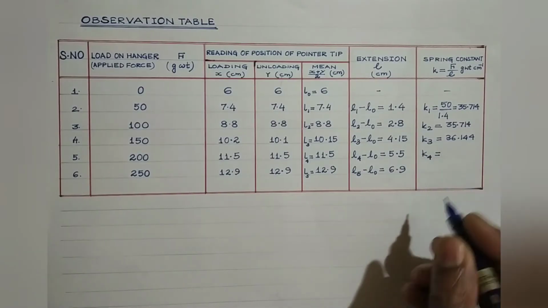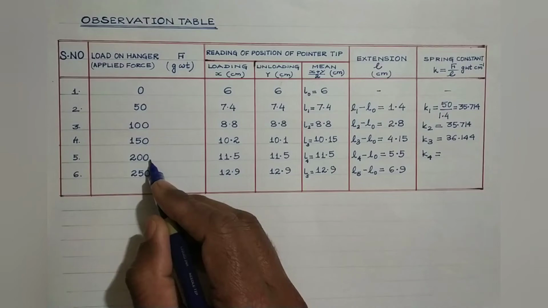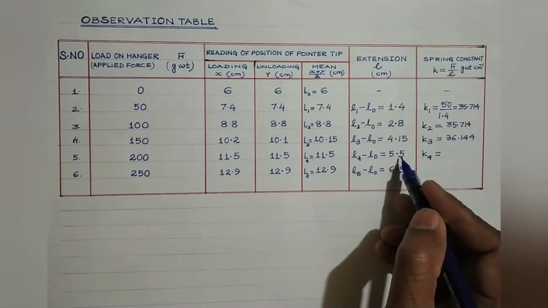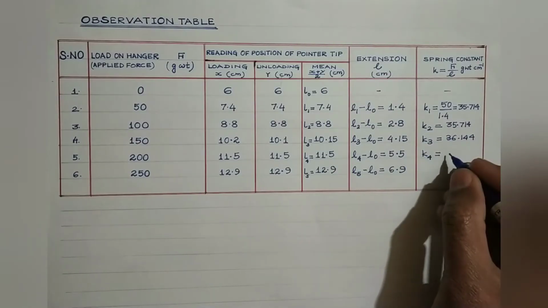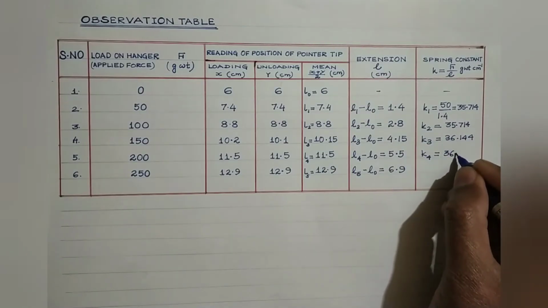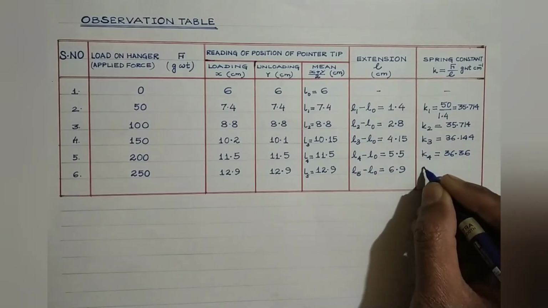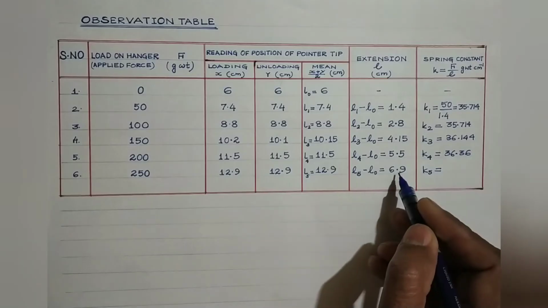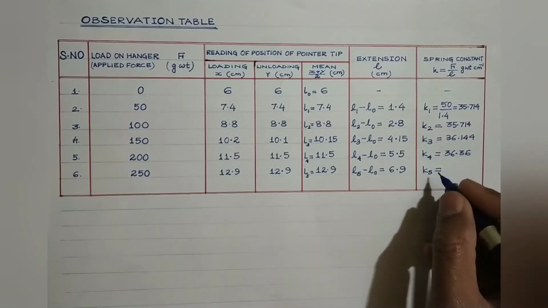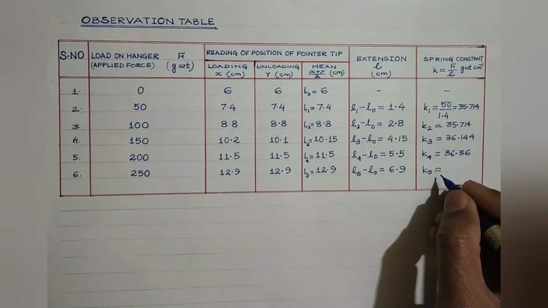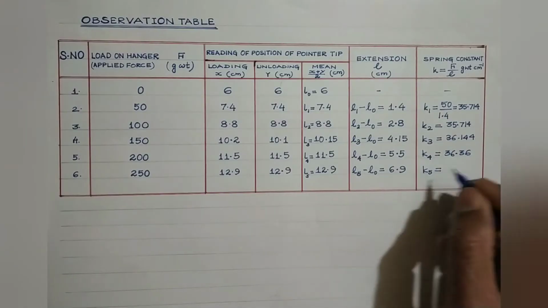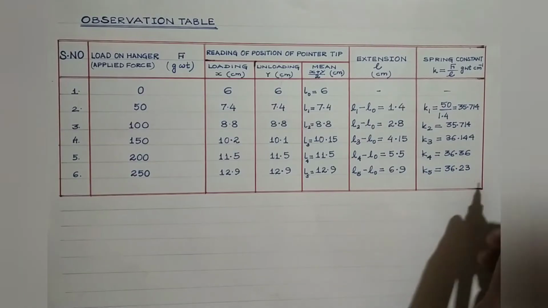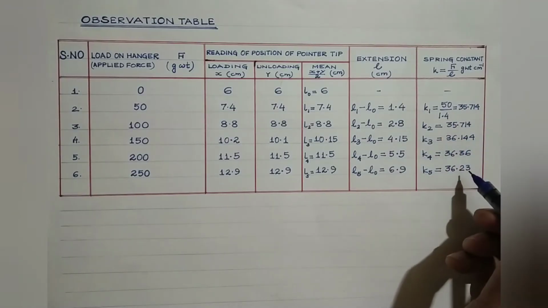So K4 would be equal to 200, that's the load applied, 200 gram weight, and the net extension is 5.5. So students, 200 divided by 5.5, you can check it, it will be 36.36. And corresponding to 250 gram weight, the extension was found to be 6.9 centimeter. So K corresponding to this observation would be 250 divided by 6.9, which gives us 36.23. All these values are more or less the same, right?